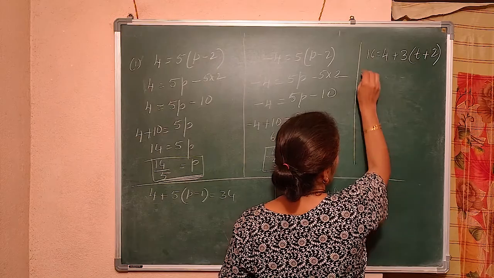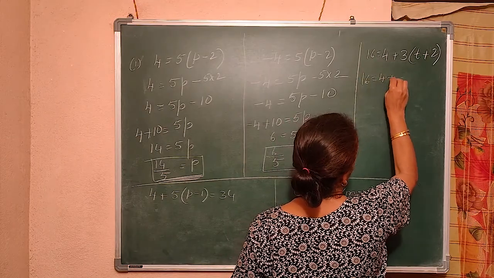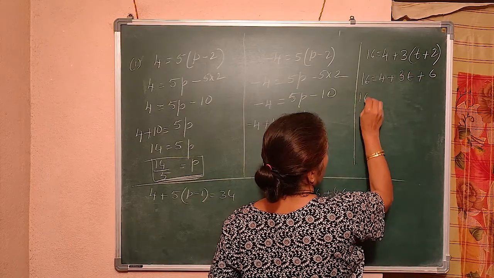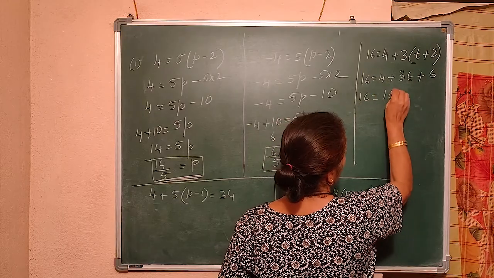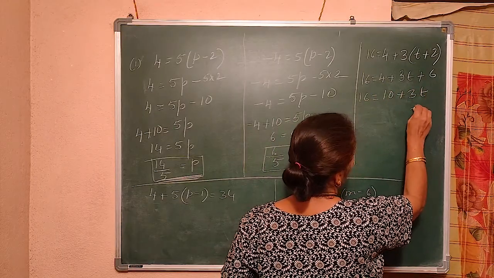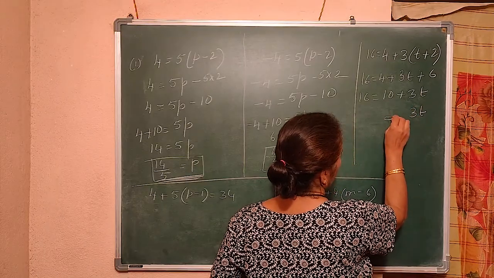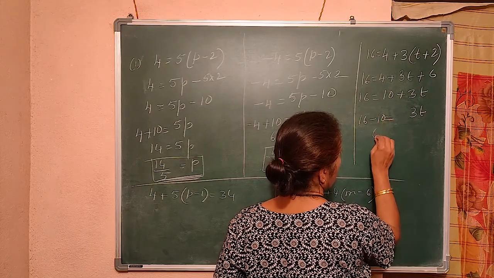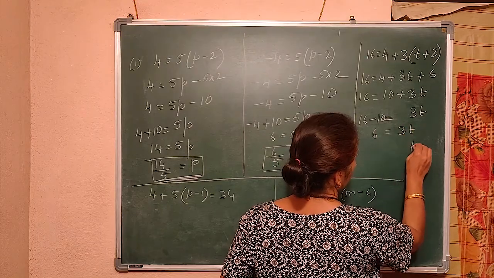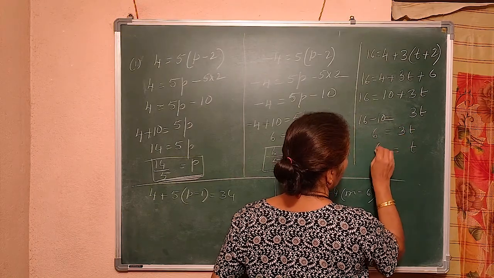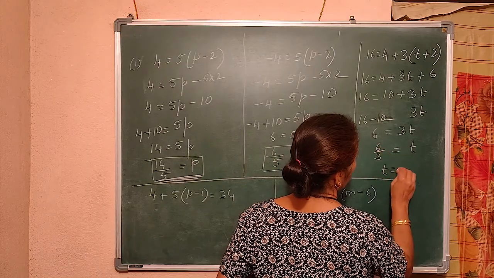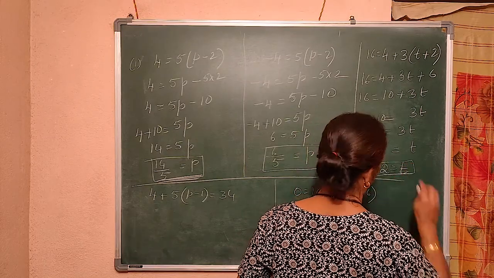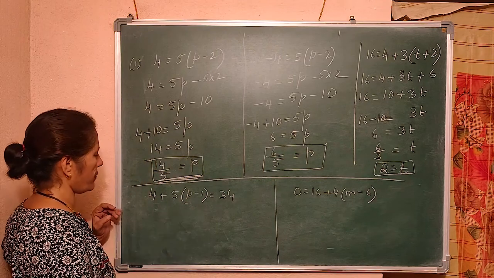Third one. 16 is equal to 4 plus 3 into t plus 2, 3 2s are 6. So 16 is equal to 4 plus 6, 10 plus 3t. I want 3t to be here only, it is positive, is equal to 16. 10 you bring this side, minus 10. So 16 minus 10, 6 is equal to 3t. So t is equal to 6 divided by 3. How much? T is equal to 2. You can write down t is equal to 2, or 2 is equal to t. No problem. Now go to the last one.